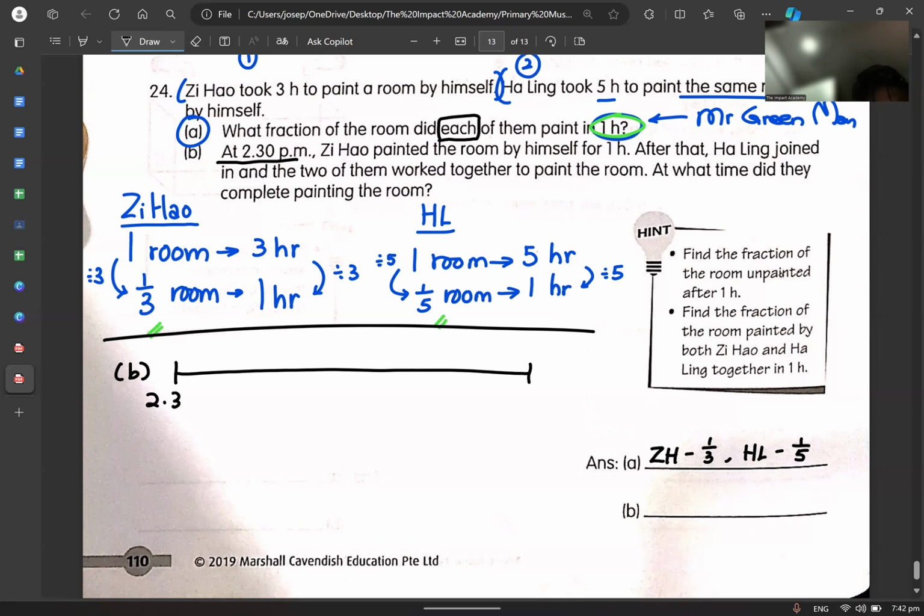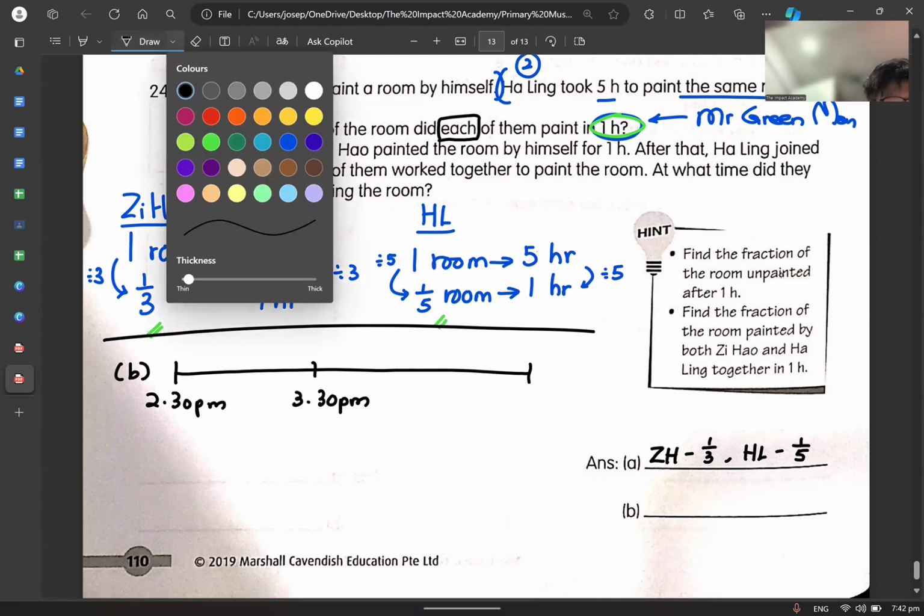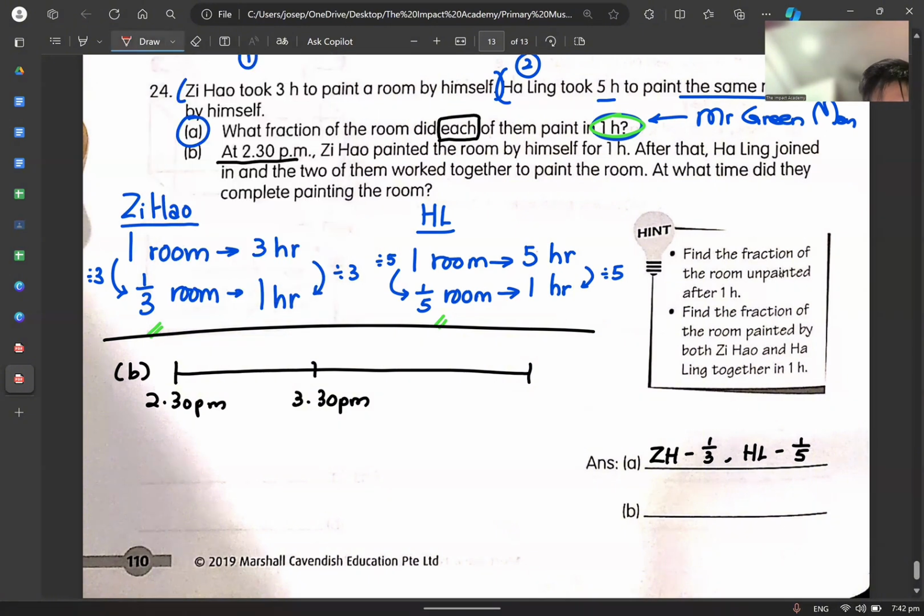At 2:30 p.m., Zihao did not slack. Zihao decided to paint all the way until 3:30 p.m. Can you understand? And Zihao is doing it all by himself. Am I making sense? Okay, so Zihao is doing it all by himself, and Zihao said, okay, I will paint for an hour while you, Harin, you go and slack lah, you go and relax lah.